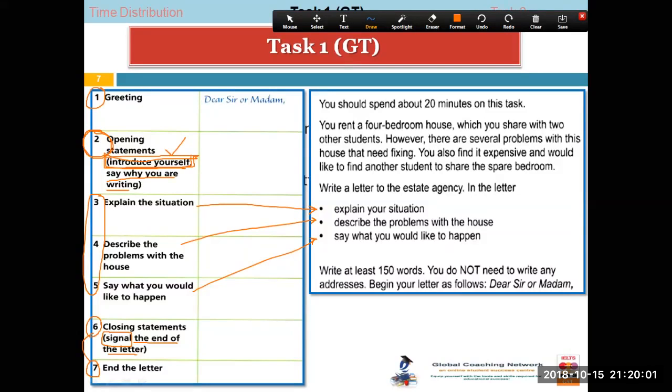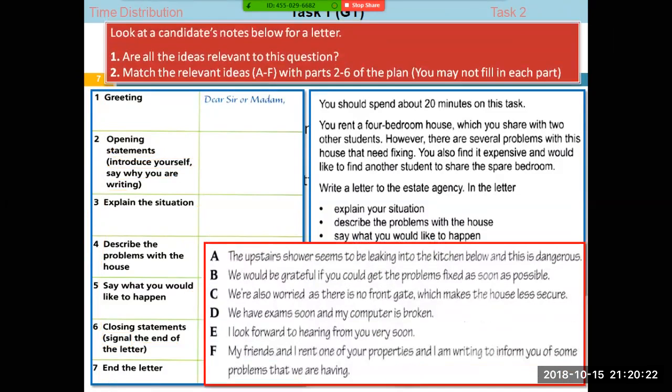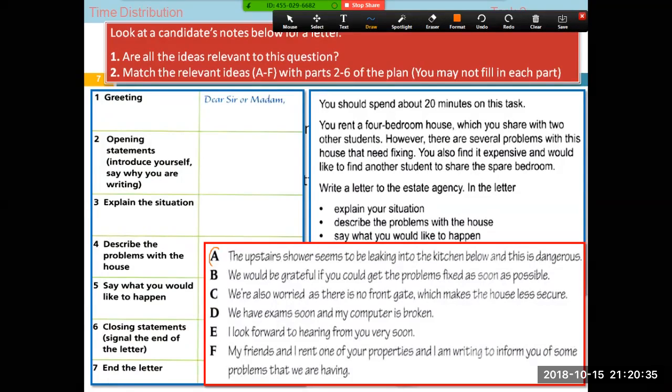Okay, and I'm writing to express my complaint, dissatisfaction over the services I received during my last visit there. Okay, so now let's say this is a plan, and some candidate XYZ has made a plan to write these points in his or her letter. Now let's say here are points A, B, C, D, E and F.